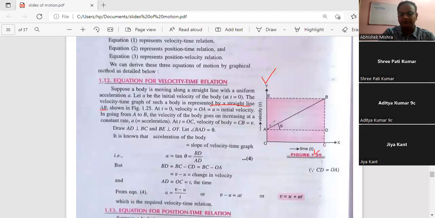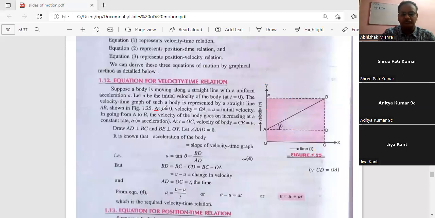The nature of the graph will be a straight line, as indicated in the image. The straight line is indicated by AB. Okay, this is the nature of the graph. Now see what we have to deduce from here.